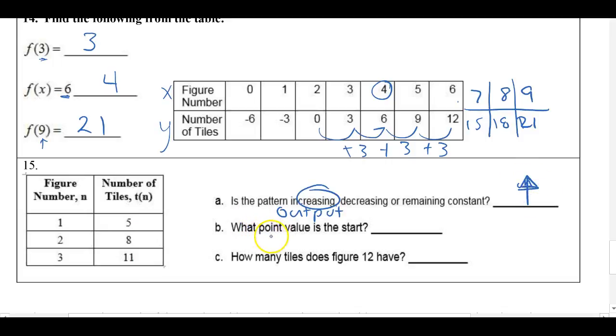Now, what is the point value at the start? Remember, the starting point is not just the first point in the table, it's the point value where the figure number is 0. We don't have it, it's not written, so we need to figure it out. First, let's find the pattern. Going from 5 to 8 is +3, and then 8 to 11 is +3. So that means figure 0 was 2. Our point value at the start is 2.